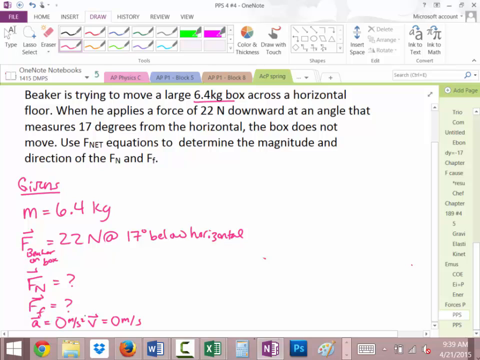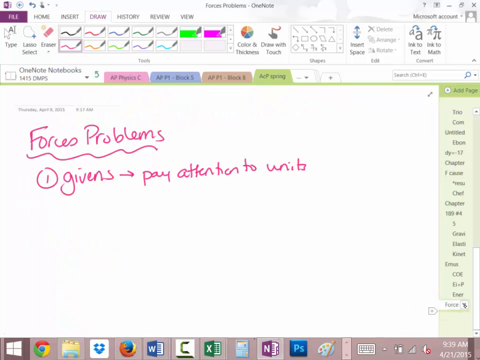Anything else? Okay. So what's our next step going to be then? I've written down my givens. Good for me. Yay, team. Yeah. Draw a free body diagram. Absolutely. Let's draw that free body diagram.